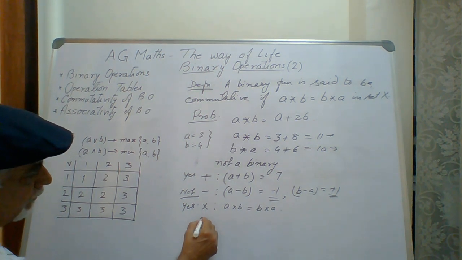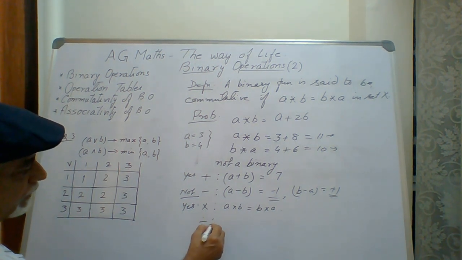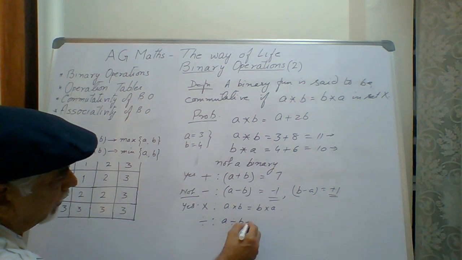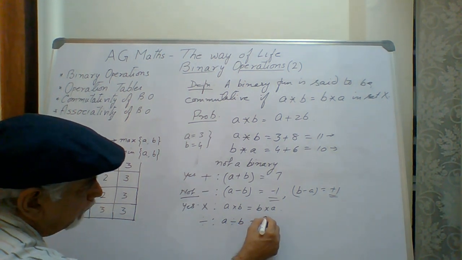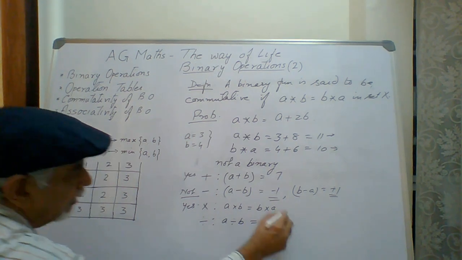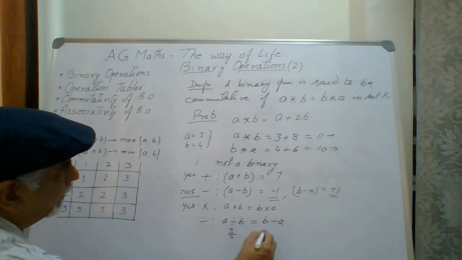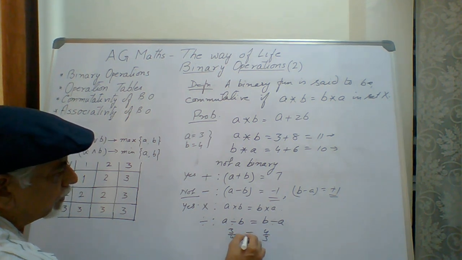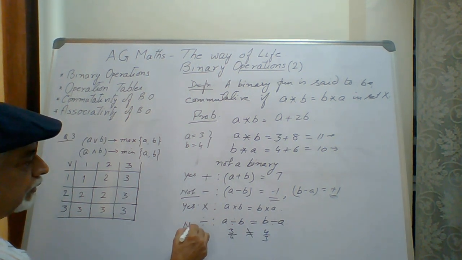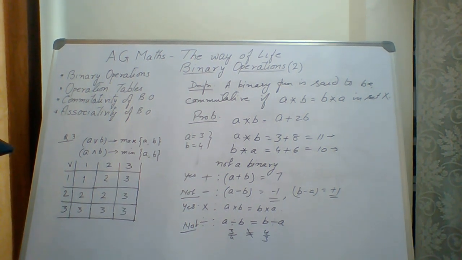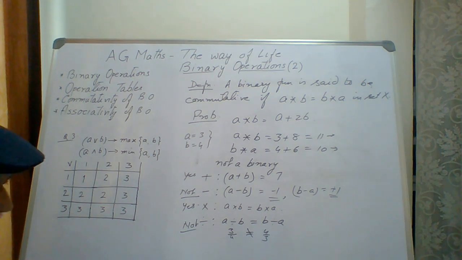If you look at the division, the normal division operation in arithmetic, if I divide a by b, will it be equal to b by a? I don't think so, because a by b is 3 over 4 and here it is 4 over 3, which is not equal. So it is not. Likewise, we check whether commutativity is valid for certain binary operations given.